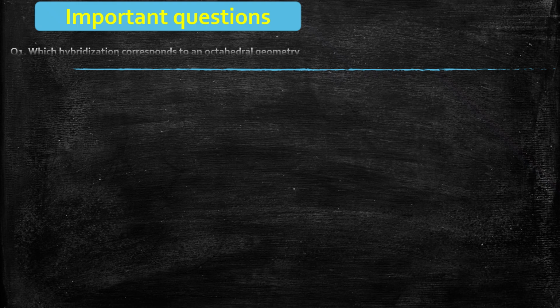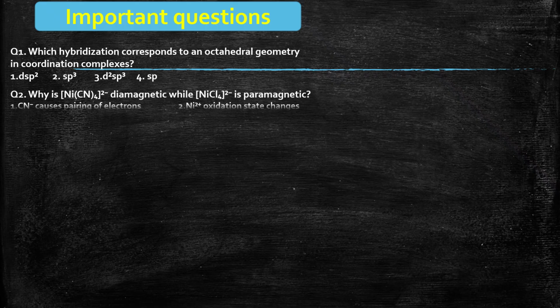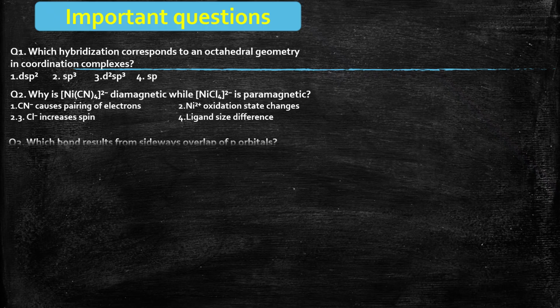First question, which hybridization corresponds to an octahedral geometry in coordination complexes? We already know that there are two types of hybridizations, that is d2sp3 and sp3d2 hybridization. And second question is, why is tetracyanonickel diamagnetic while tetrachloronickel is paramagnetic? Tell me. Because cyano causes pairing of electrons.